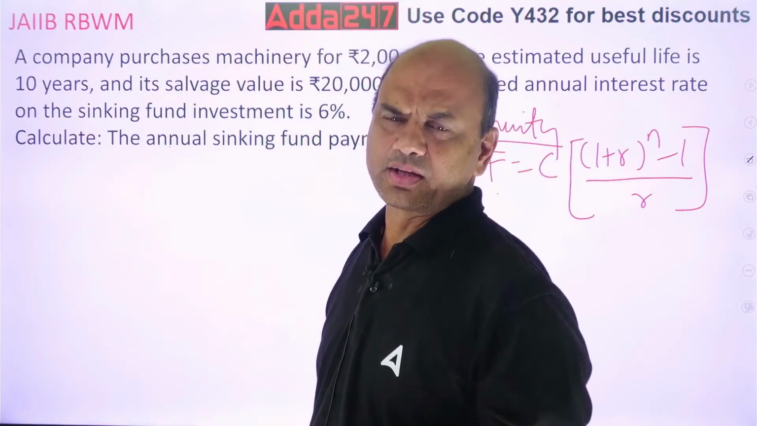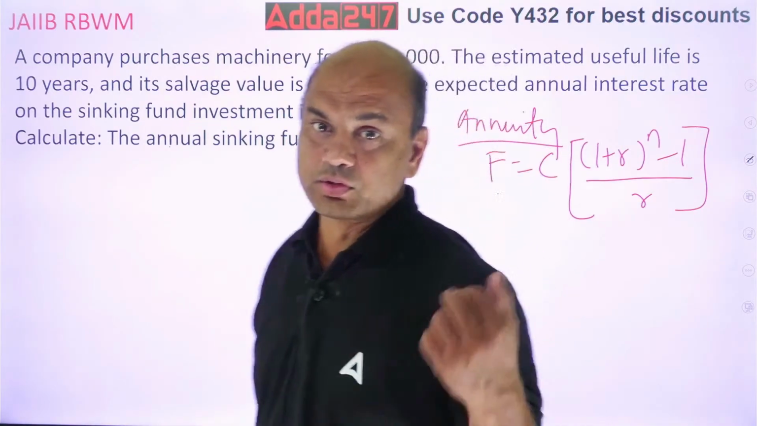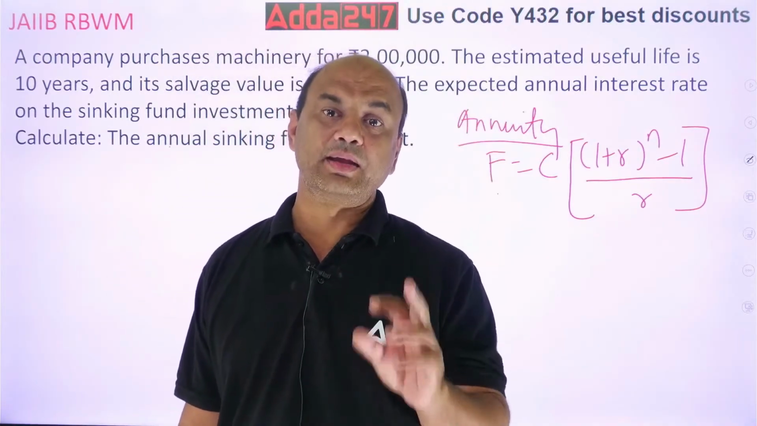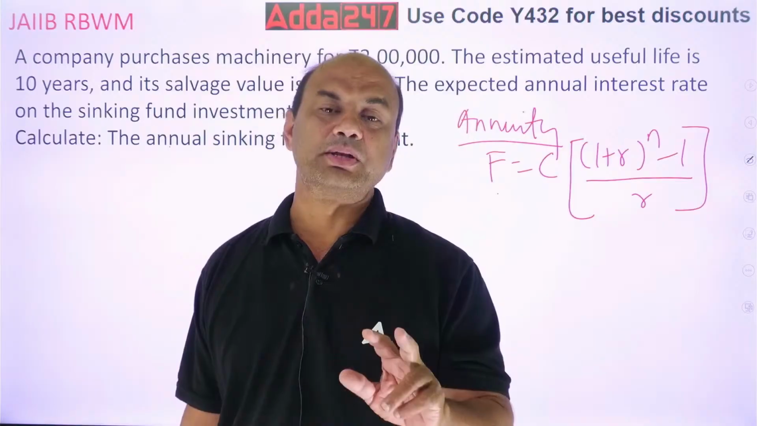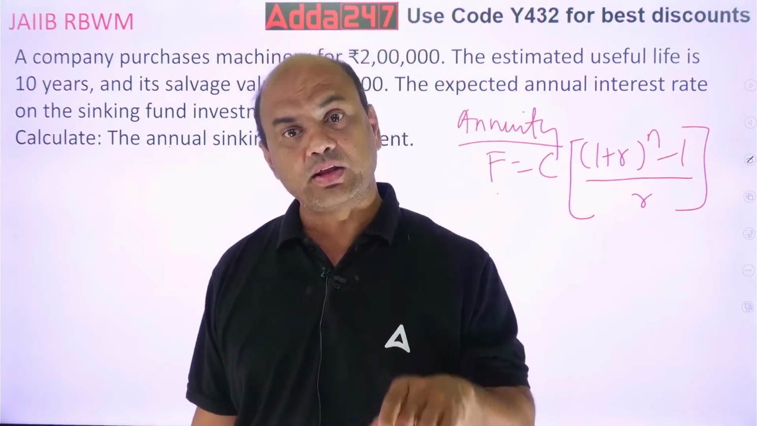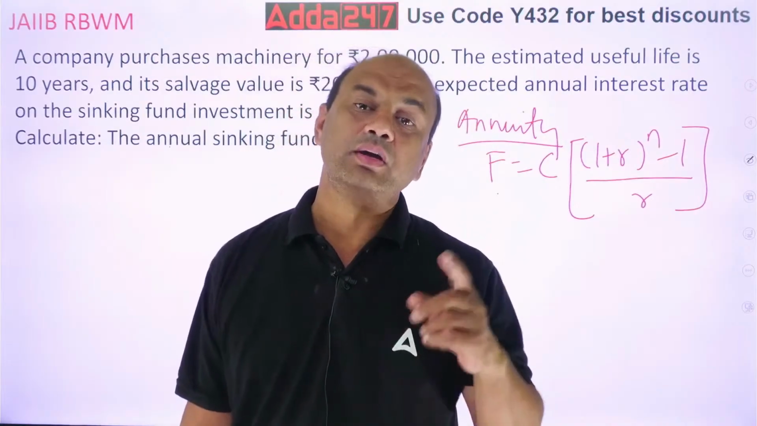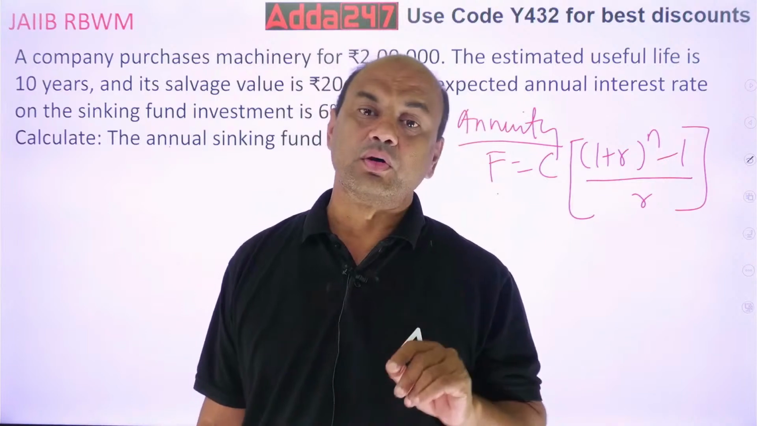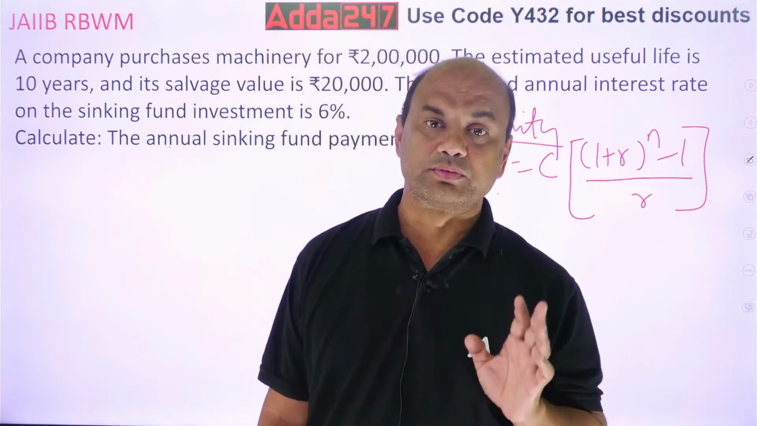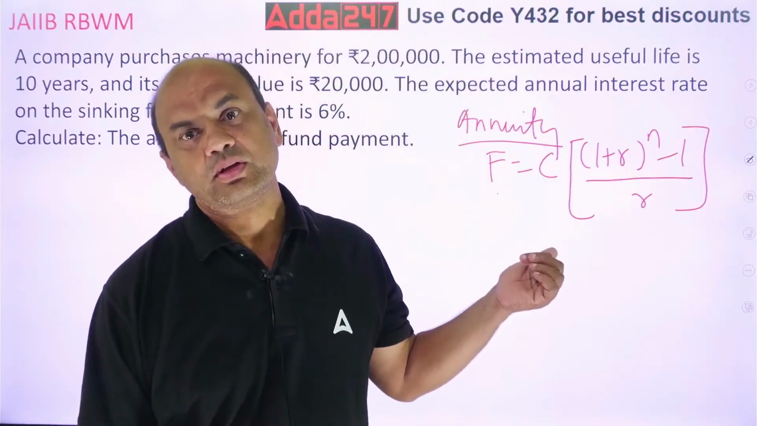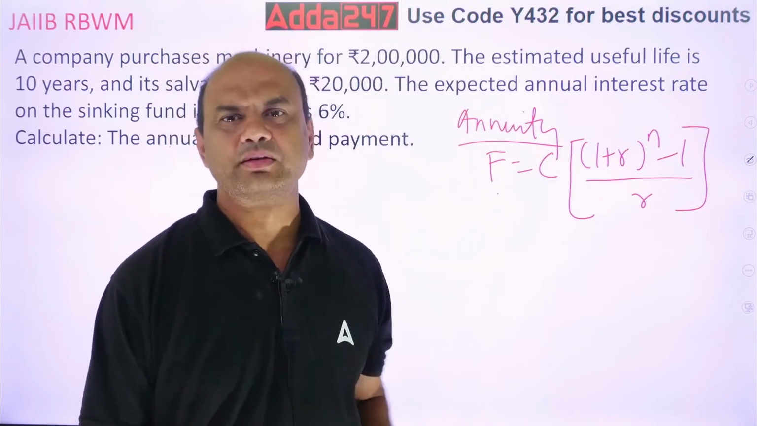Many times I have taken. Everyone knows this formula. Future value, present value and EMI. These three formulas should be by heart for you. Future value of ordinary annuity, future value of annuity due. All these formulas should be by heart to you. Now this future value is the same as your sinking fund.